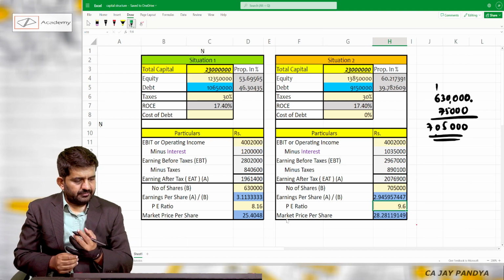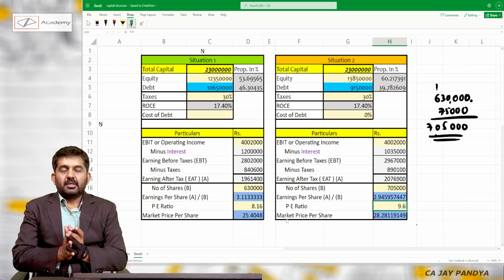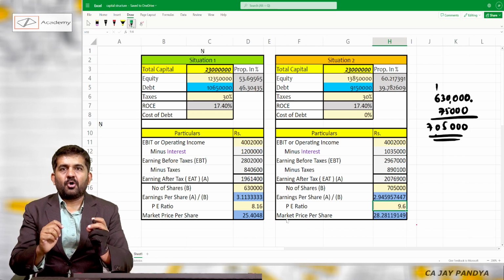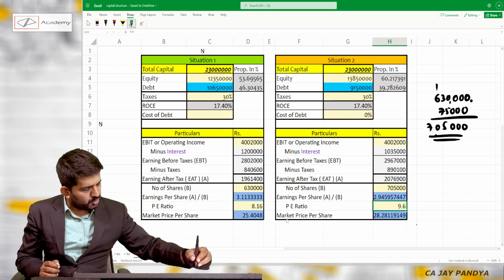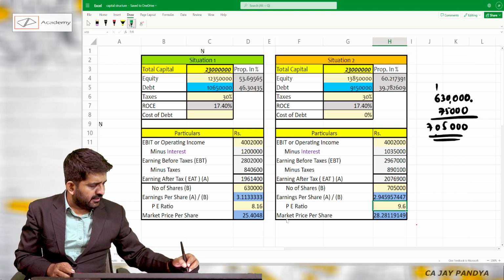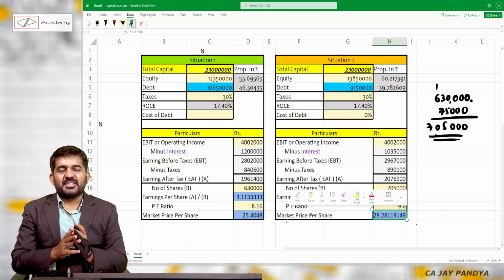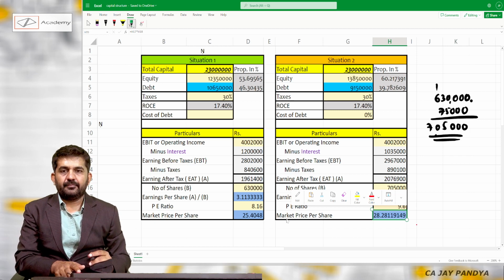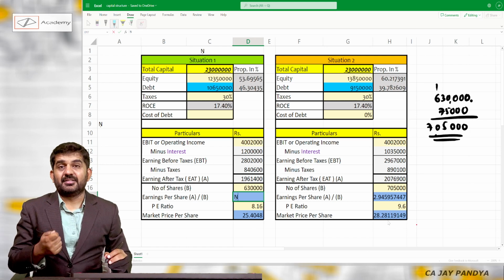This is nothing but the answer of option number 1 and option number 2. Your objective is to maximize MPS. MPS in situation number 2 is higher, and so we will be selecting option 2, which is raising 15 lakh rupees as debt and 15 lakh rupees as equity. Let us invest 2 minutes and understand the answer.